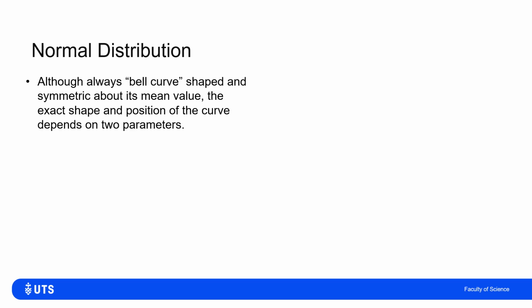Although the normal distribution's density function is always this bell curve, there are two free parameters, the mu and the sigma squared, so I can shift its mean up or down by increasing or decreasing mu, and I can also increase the variance with a larger sigma squared or decrease the variance.